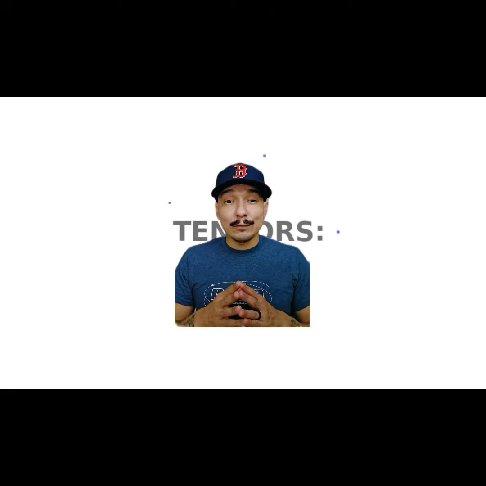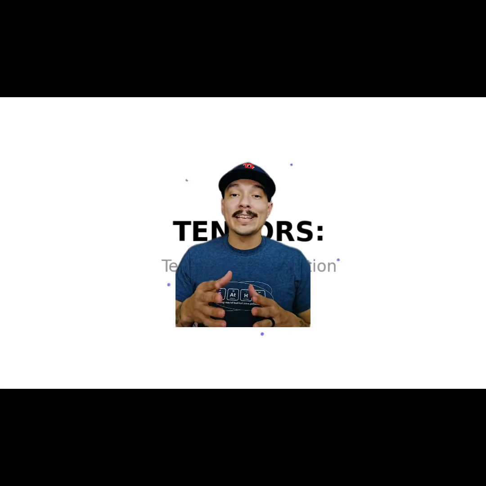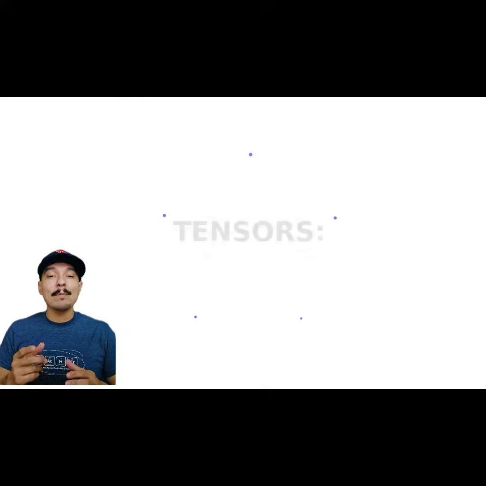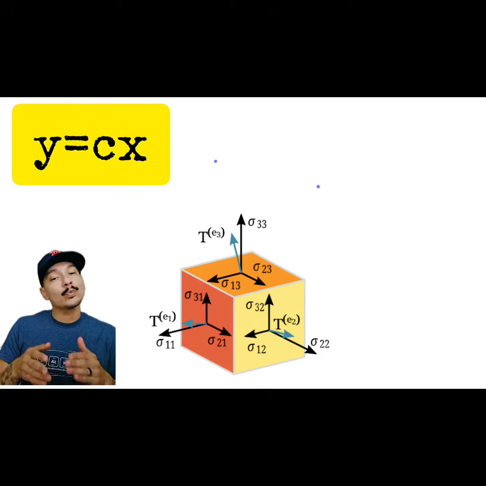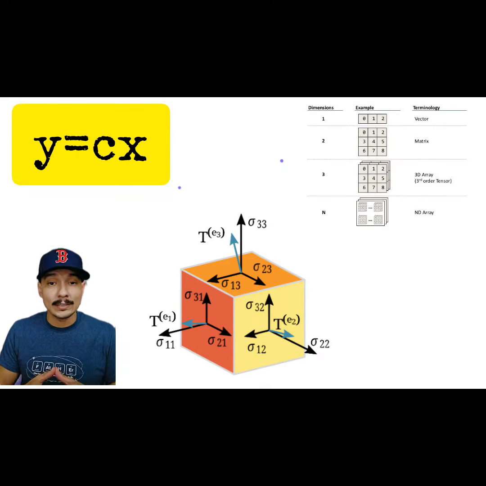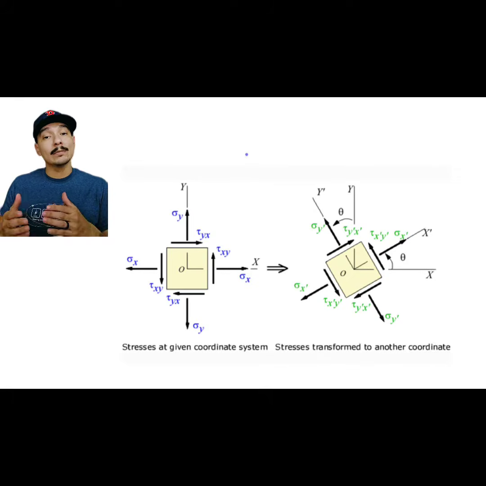Hello guys, on today's video I'll give a brief technical explanation on what a tensor is. A tensor in the physics sense is a mathematical object that describes a linear relationship between two or more physical quantities, which is independent of the coordinate system used to observe them.